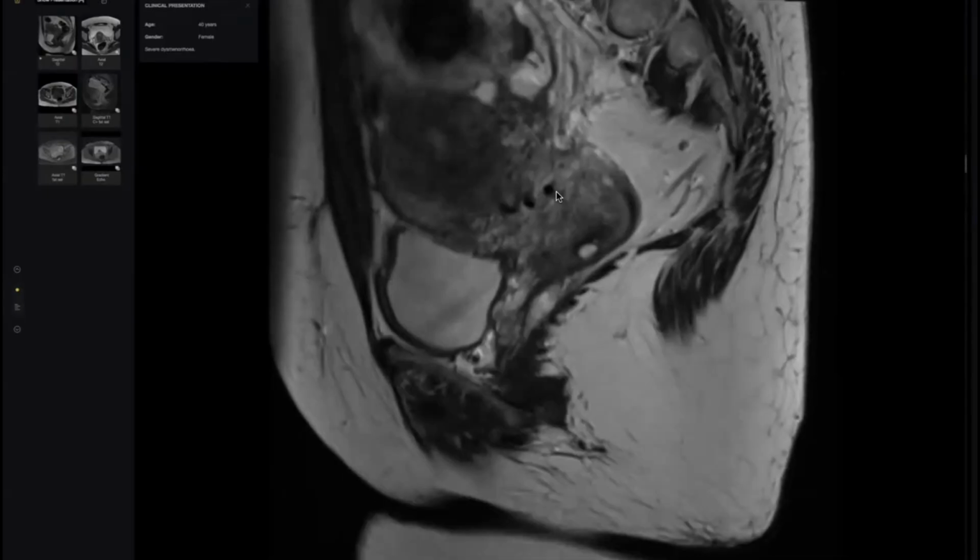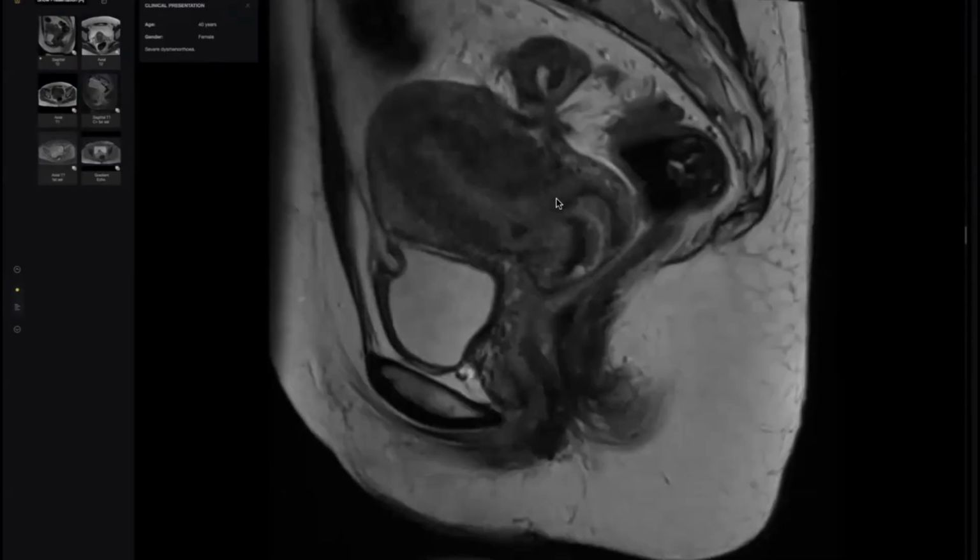Go back. Stop here. What is this? Leave the mouse. What is this? Sir, I cannot see your cursor. This is at the posterior wall. What is this? Sir, I am not able to see your cursor, but okay, look at the posterior wall.